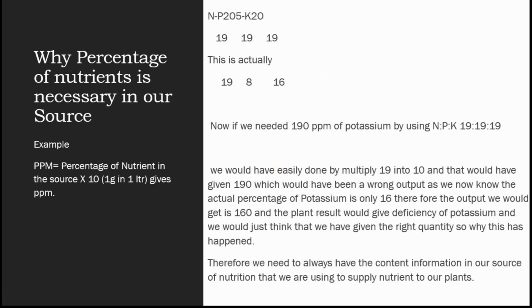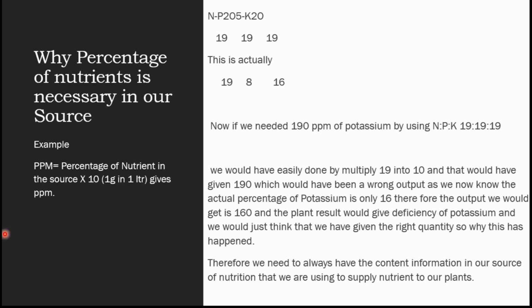Now, just have a look here. The ppm is just a formula for you to calculate the nutrient level. This is the right formula. So the ppm is always calculated as the percentage of nutrient in the source into 10. That is, 1 gram used in 1 liter gives the ppm. So here you just take an example.